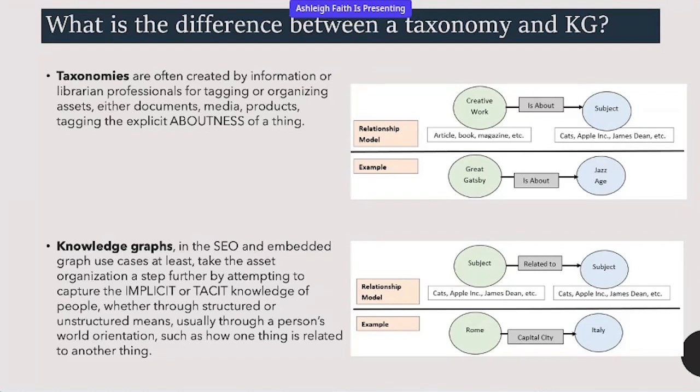So you can see here, The Great Gatsby is about the Jazz Age. And then a knowledge graph would say instead, Rome is the capital city of Italy. See, the relations are a little bit different between the two. There's a lot of other differences, and a whole video on my channel all about that. But for the context of this, that's the definition we're using here.